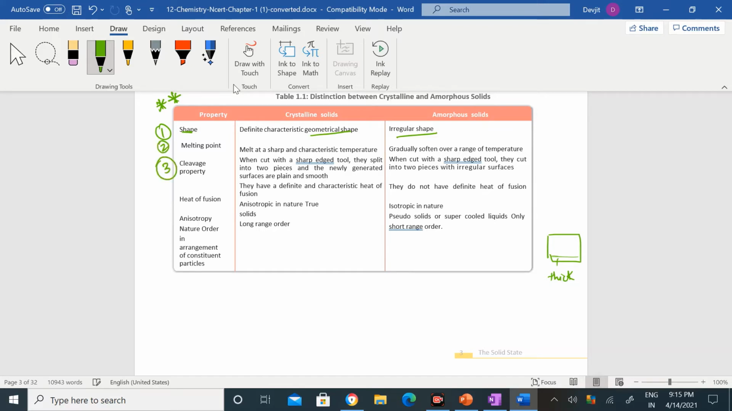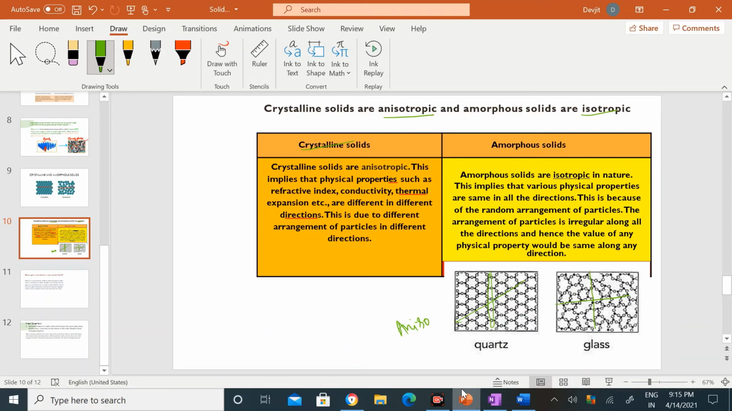This is again important. Suppose I am having a solid and I am using a knife. My knife is not drawn very nicely. So I am using a knife to cut it. I just cut it, and then I get two pieces. This piece and this piece. You can see the edges are very neat, clean, and sharp. So it is a crystalline solid. But if my edges are like this, so this is amorphous. Why? The answer to why is again in this structure.